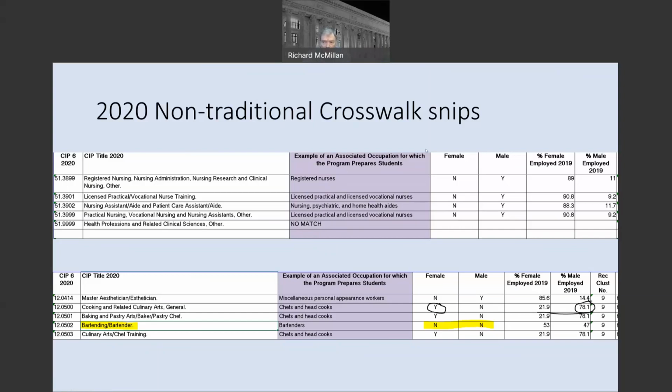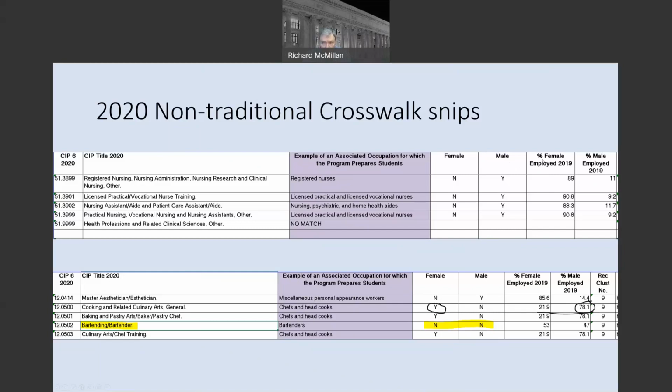All right, let's look over to the right. We see 2 columns, female and male. Note that under the female column, there is an N for no. So women who enter the profession of registered nursing are not entering a non-traditional field. As a matter of fact, we could say that registered nursing is traditionally occupied by women.